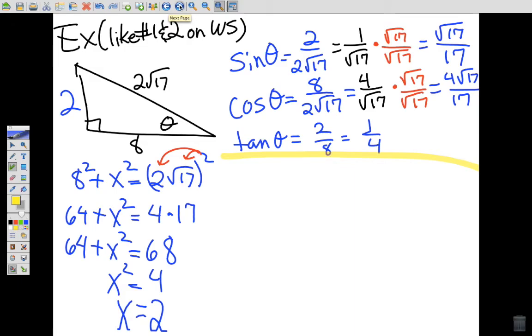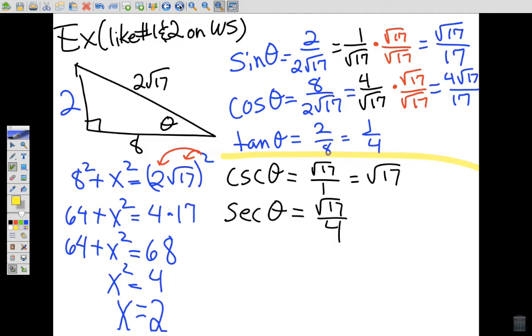To complete the 6 trig functions, let's look at the reciprocal of the 3 that you already knew. Reciprocal of sine is cosecant. Simply flip that one upside down. Reciprocal of cosine is secant. Flip that one upside down. And finally, tangent. Now you have all 6 trig ratios for theta.